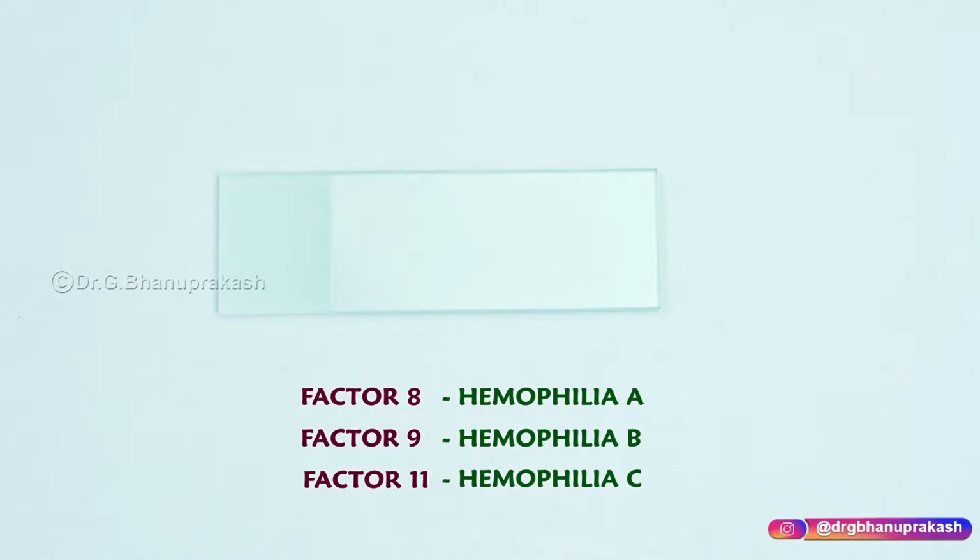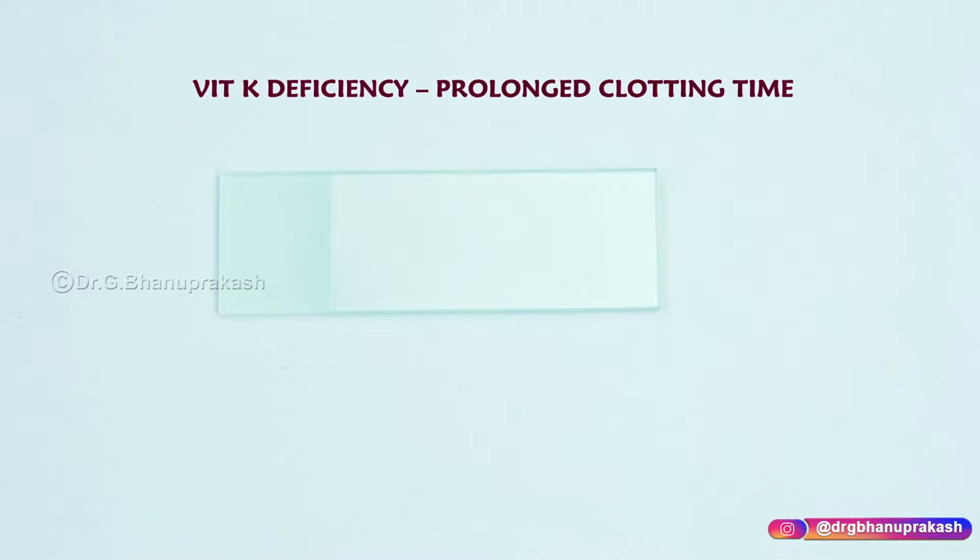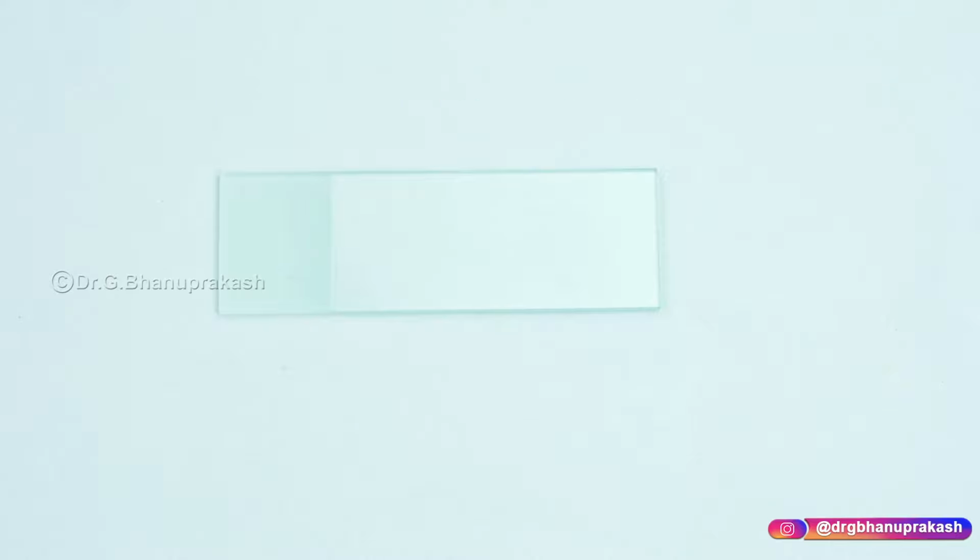First thing, if there is deficiency of clotting factors like factor 8, factor 9 and factor 11, this will lead to hemophilia. So you have hemophilia A, B and C, but overall clotting factor deficiency leads to hemophilia. In the same way, vitamin K deficiency also leads to prolonged clotting time. So first of all, let me explain the procedure of how the clotting time is done, and later on I will show you the practical procedure.